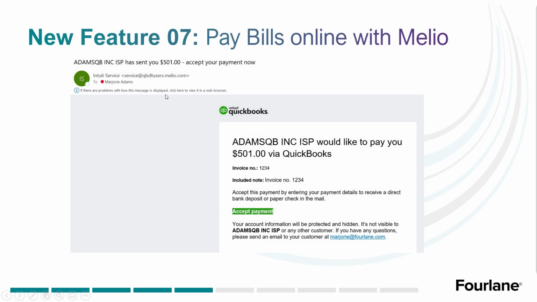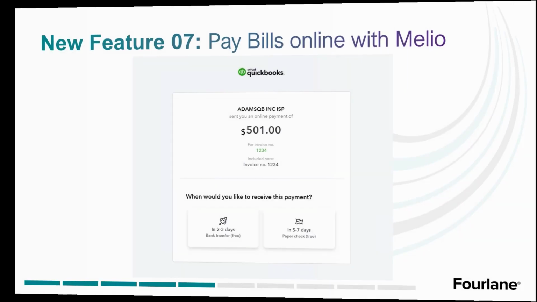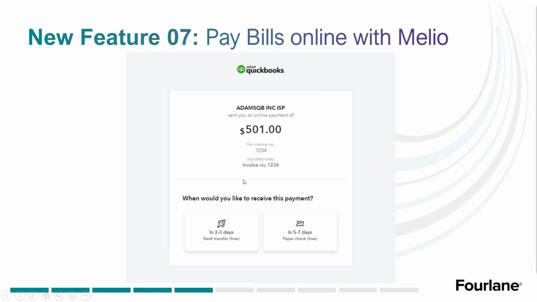Now your vendor gets an email. It says, hey, this company would like to pay you via QuickBooks. You can go and accept the payment. So this would be Sam's Parts going in there and accepting payment. Then Sam's Parts says, I'm trying to send them $501. They can choose how they would like to receive this payment, right? Business bank transfer or by paper check.